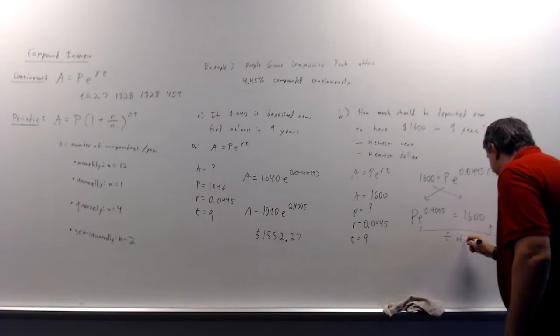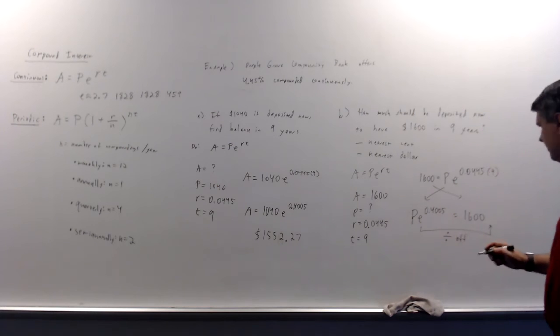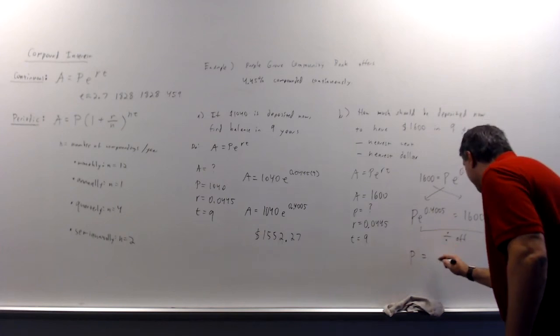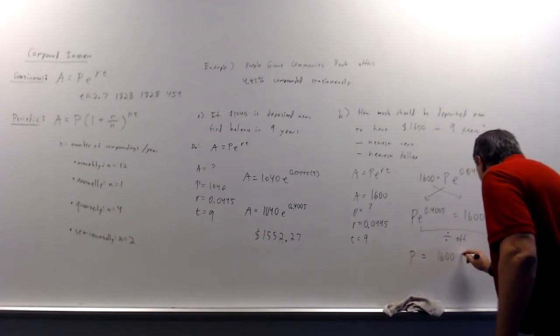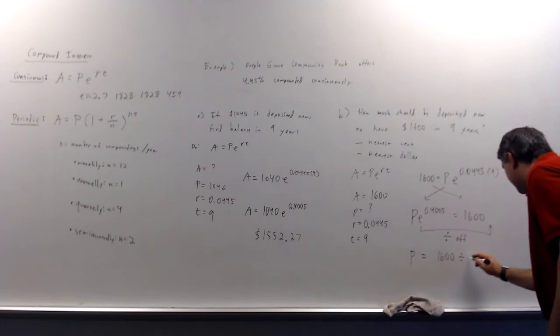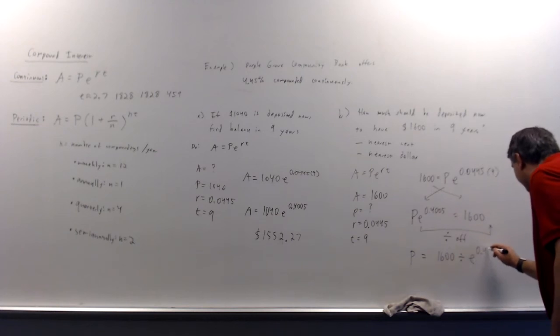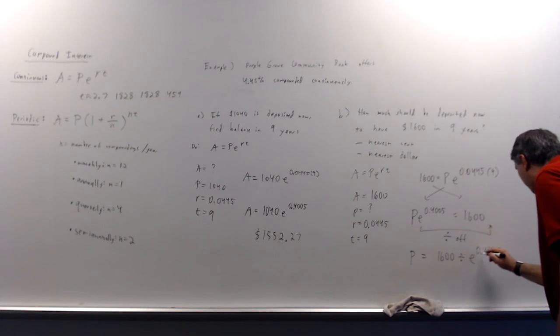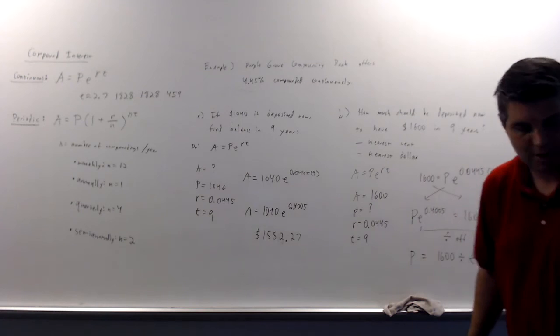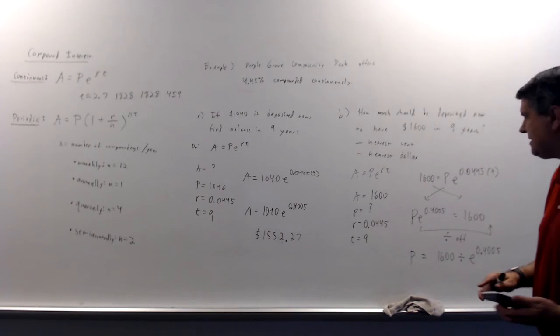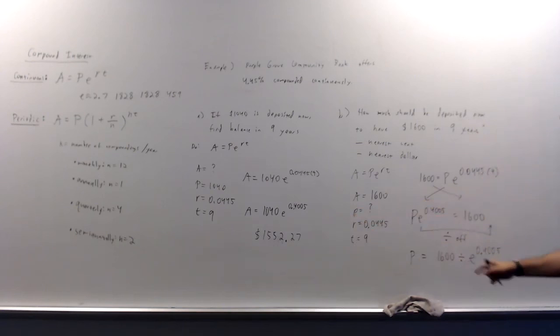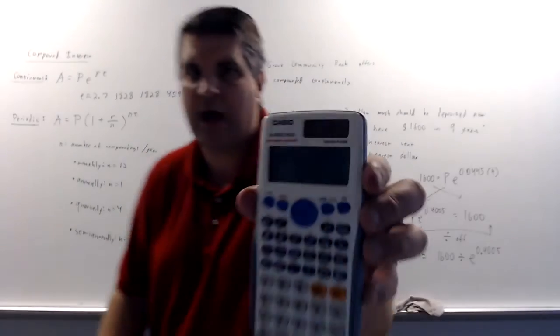And yes, that is the arithmetic division symbol, and that's what I'm going to use. So P equals 1600 divided by e to the 0.4005 power. I'll do similar to what I did here, except instead of multiplying, I'm going to divide. So 1600 divided by, shift, second, ln, 0.4005. This is what it looks like on my calculator.